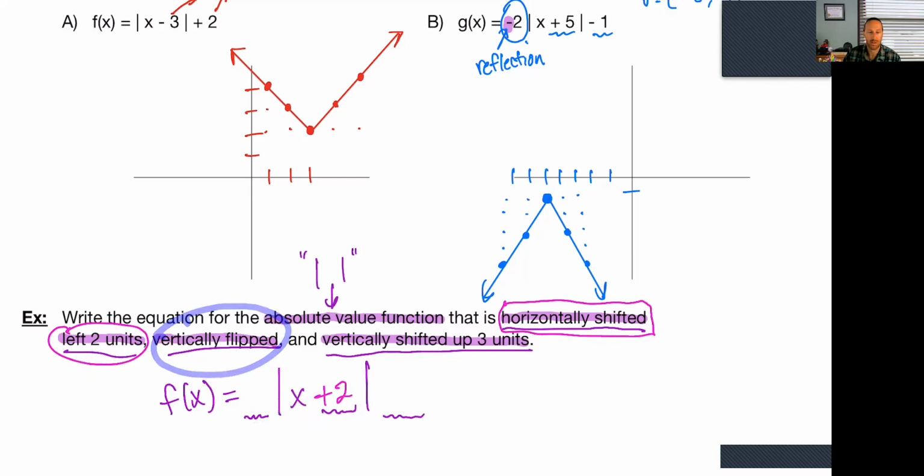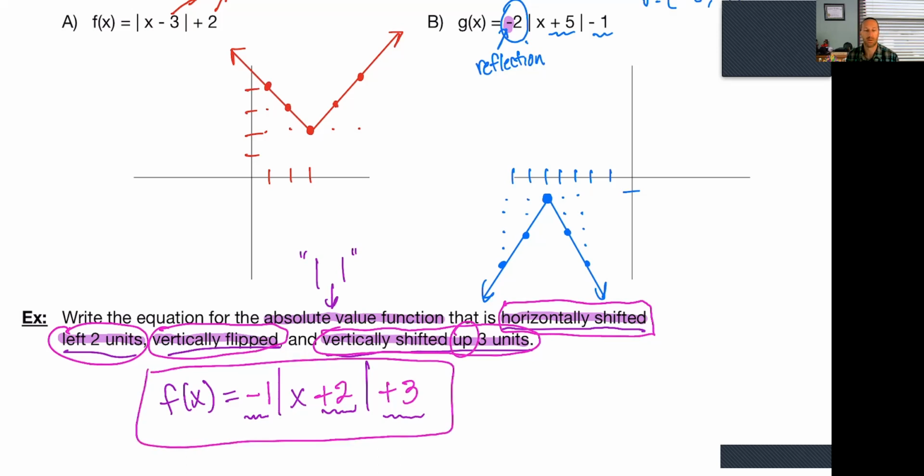It's vertically flipped. Now, it didn't say anything about it being more narrow or more wide. So vertically flipped, meaning we will then have a negative. You can put the 1 if you want, but a negative on the outside. And lastly, vertically shifted up 3 units. Now remember, y's are y's. We do what they say. So that is going to be up 3. And that, my friends, is working backwards when they give us an explanation or even a graph and ask us to provide the function or equation of the function. Okay?